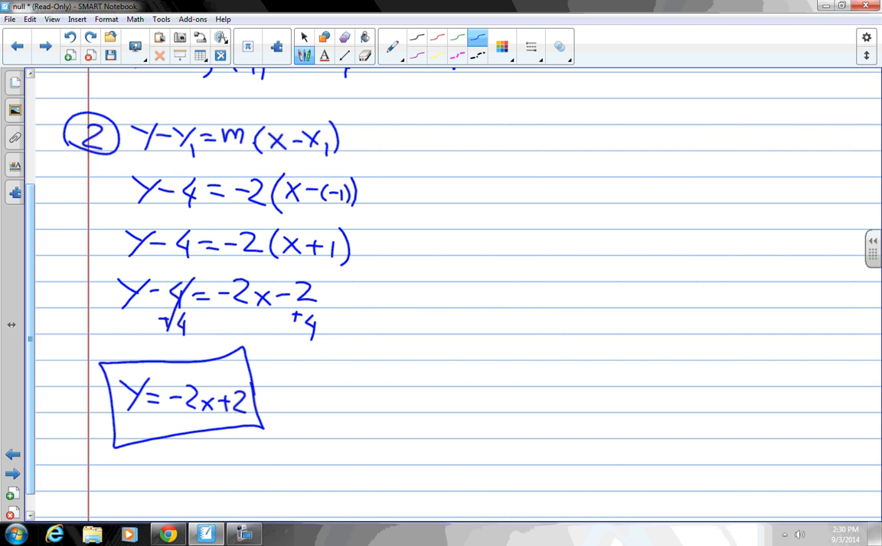Can we do a quick sketch of this line? Let's just not even draw that. So what is the y-intercept? 2. And what do I go from there? Down 2 over 1, down line. Okay? Is that right? Okay.